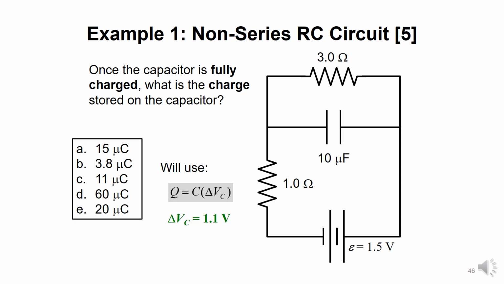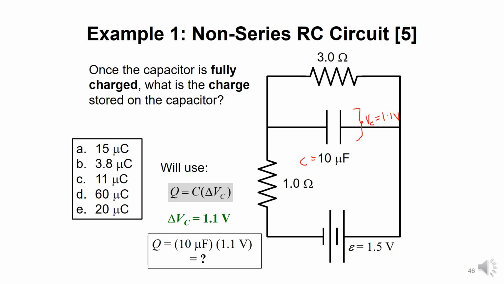Okay, so here, let's mark down what we know. So let's go back to the capacitor now. The capacitor voltage is 1.1 volt, and the capacitance C equals 10 microfarad. So we can plug into the equation for Q. Q equals CV, where let's plug in C and let's plug in V. And we end up with 11 microcoulomb.